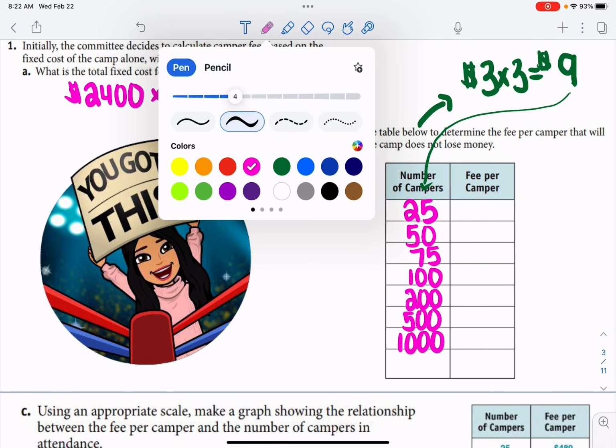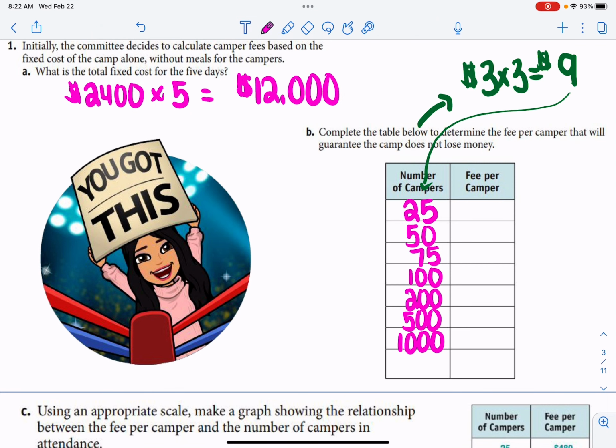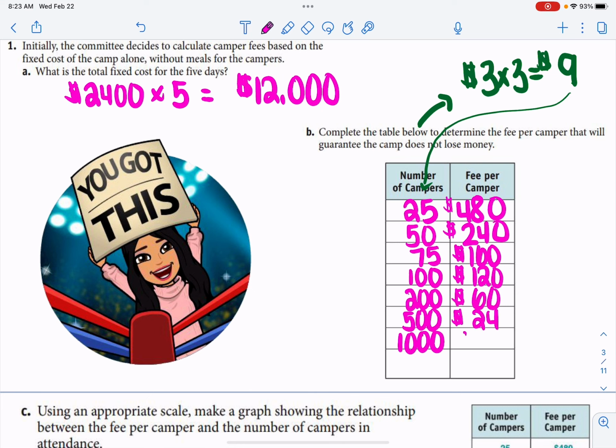So in order to cover that, you're going to have $480. And I'm going to keep going up like that. Next is going to be 240, because the more campers you have, the less money you have to charge them. Then you're going to do 160, 120, 60. Again, it's not really important to know how I got the numbers, but it's important to know how the pattern goes.